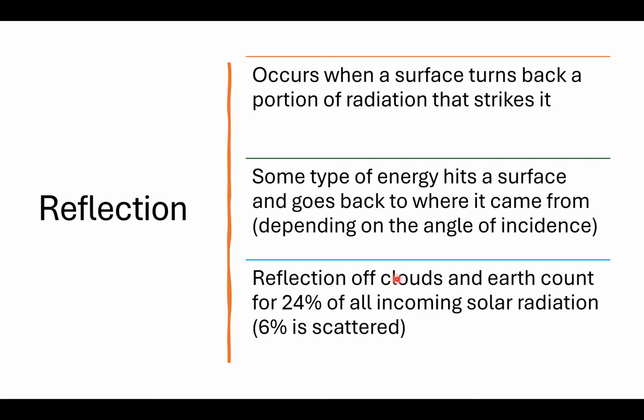Now, reflection off clouds and Earth account for 24% of all incoming solar radiation. And then the 6% is actually scattered. So you can see reflection plays a large role too when we talk about incoming solar radiation. As that radiation goes to the atmosphere, there's reflection that occurs, and 6% is going to be scattered.